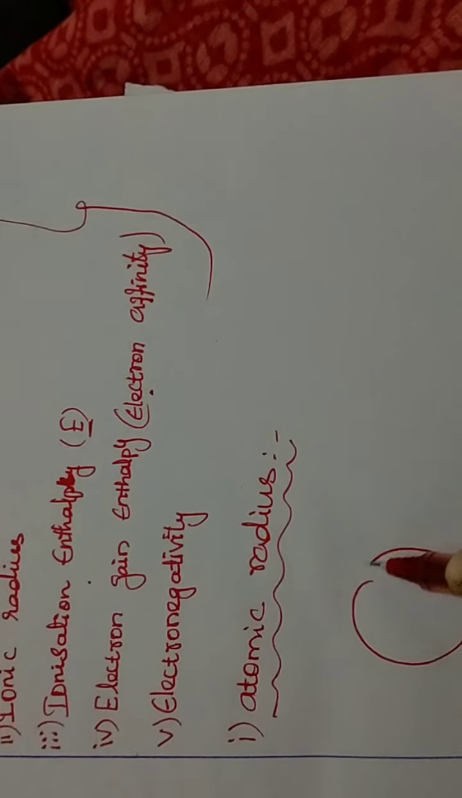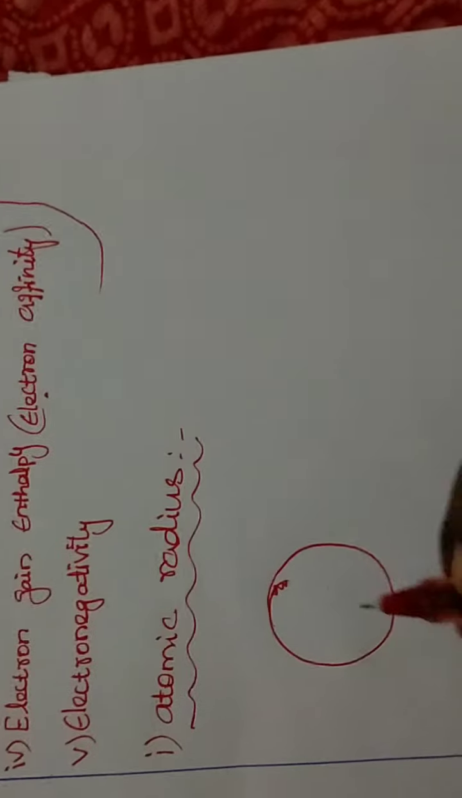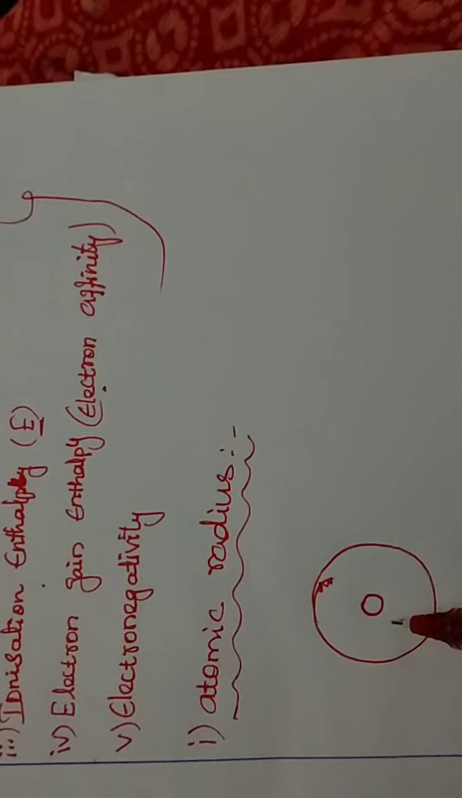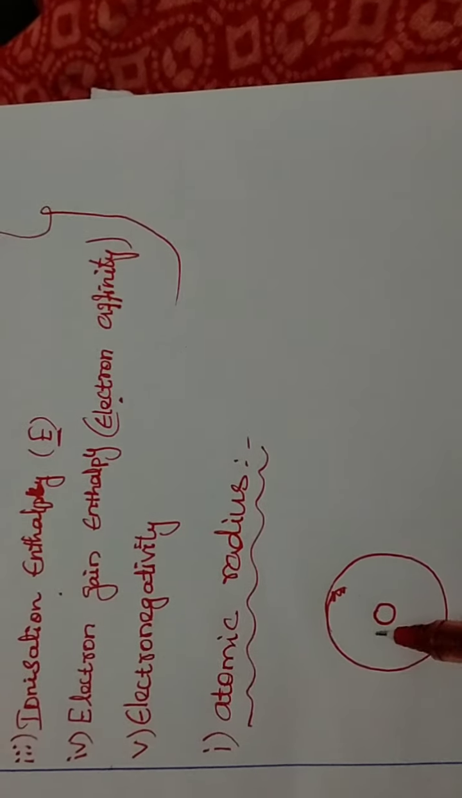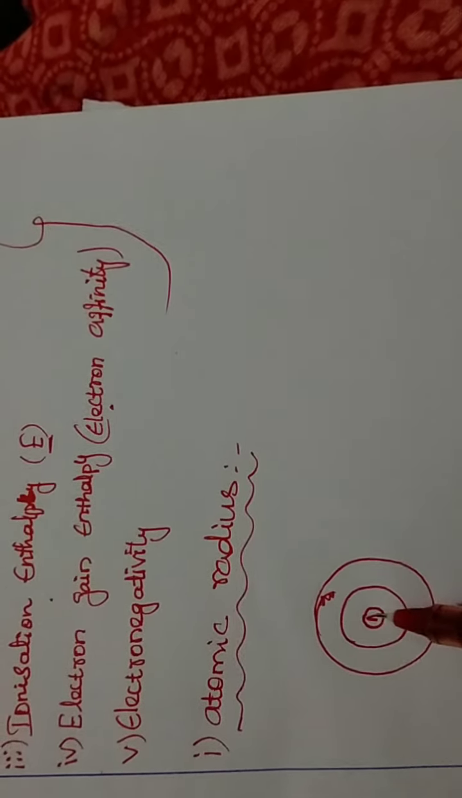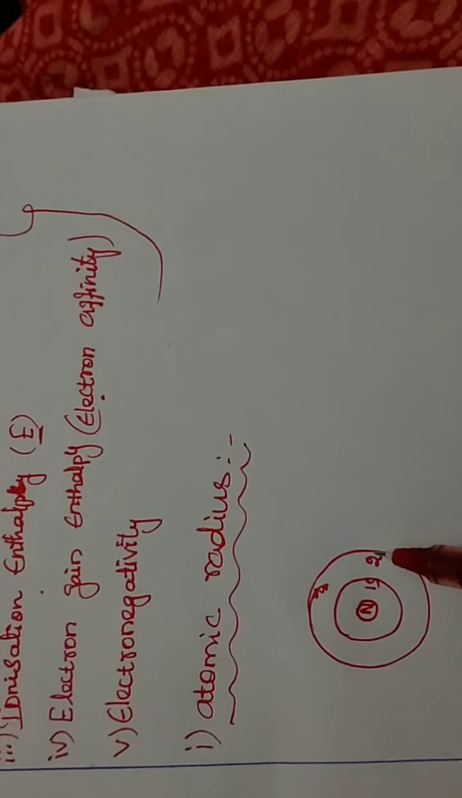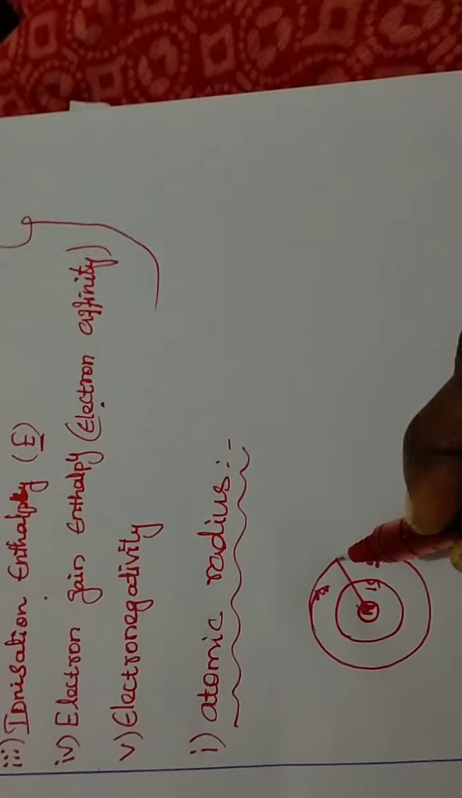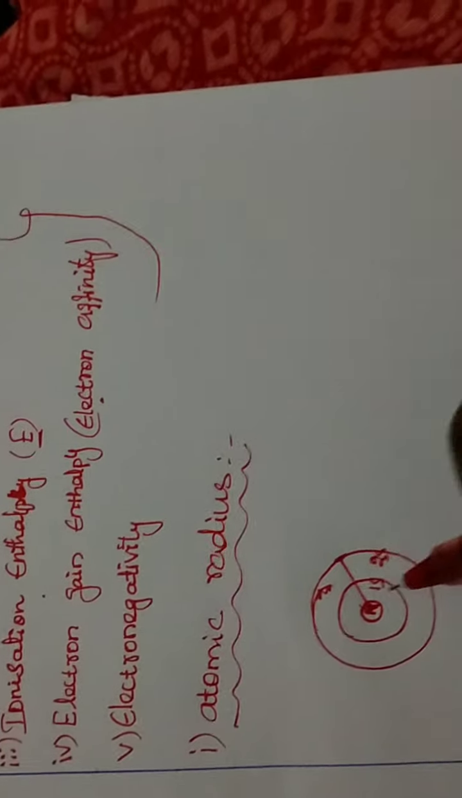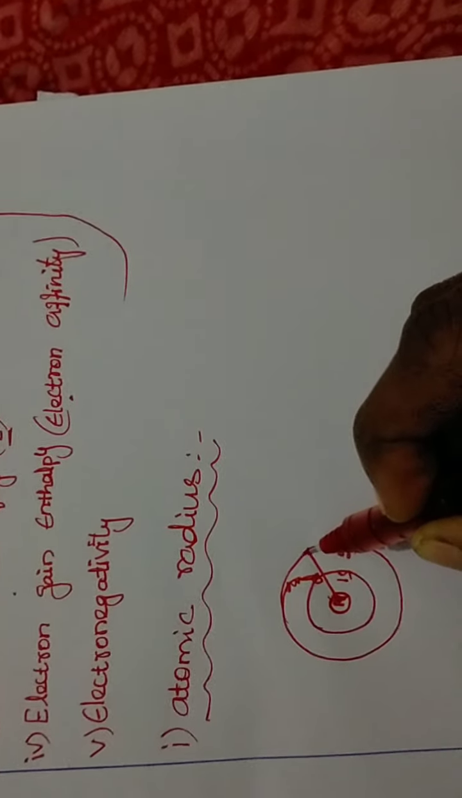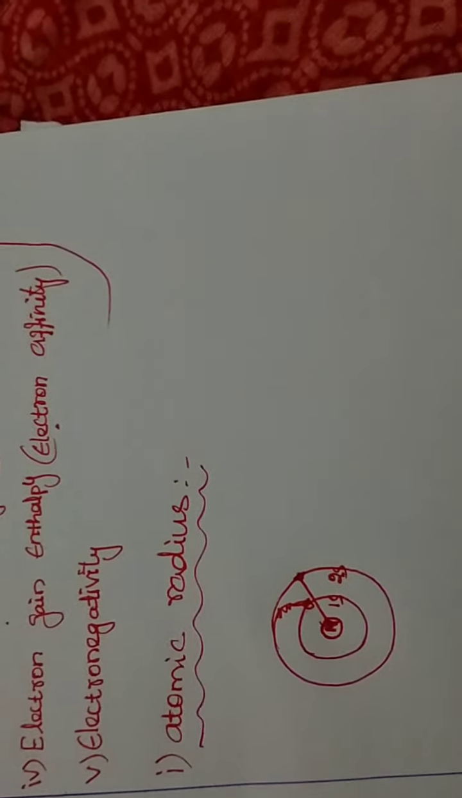You can take one atom, for example. An atom contains one nucleus and orbitals. So this is the nucleus, this is the first orbital, and this is the second orbital. The distance from the center of the nucleus to the outermost shell is known as atomic radius.